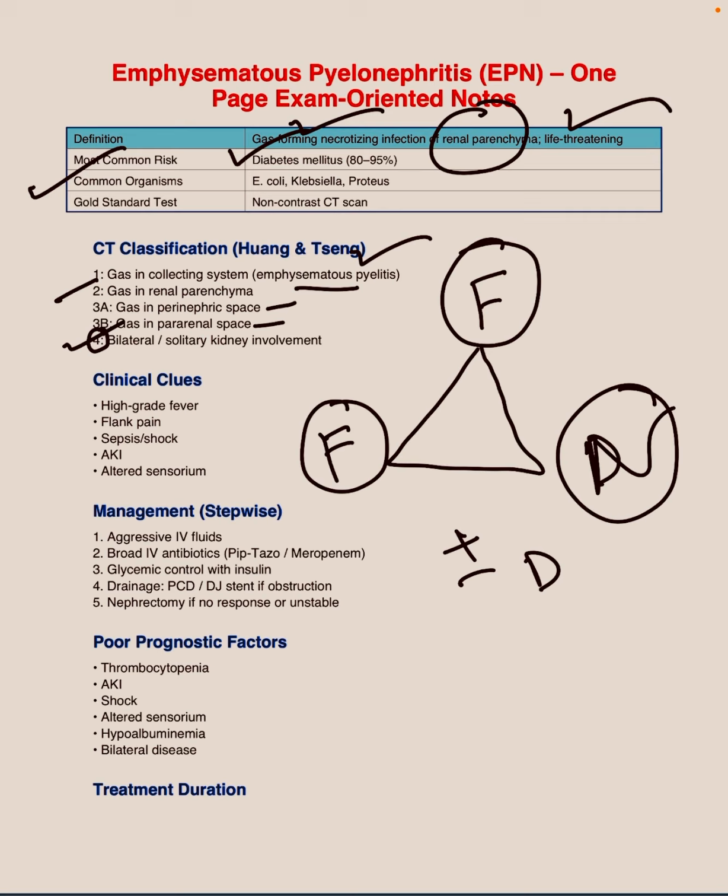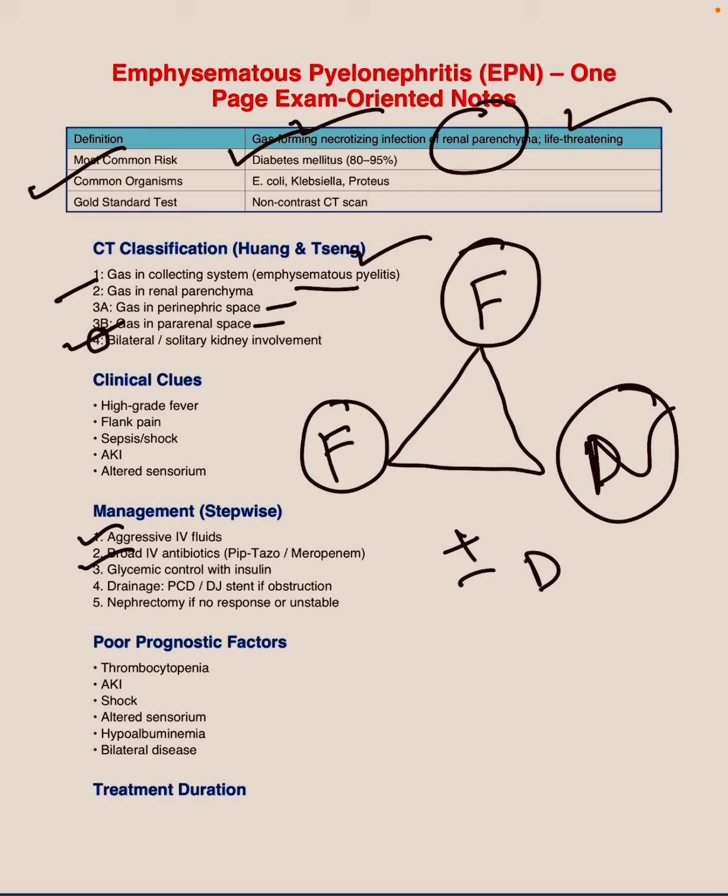How can we manage it? Medical management always starts immediately, as it's an emergency. IV fluid, broad-spectrum antibiotics, that is piperacillin-tazobactam, with meropenem preferred in critically ill patients. Sometimes aminoglycoside or vancomycin may be added with this. Strict blood glucose control and hemodynamic support if the patient is in shock.